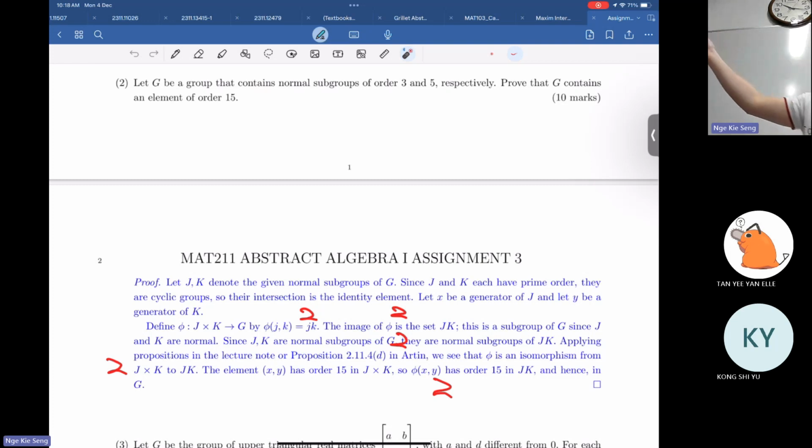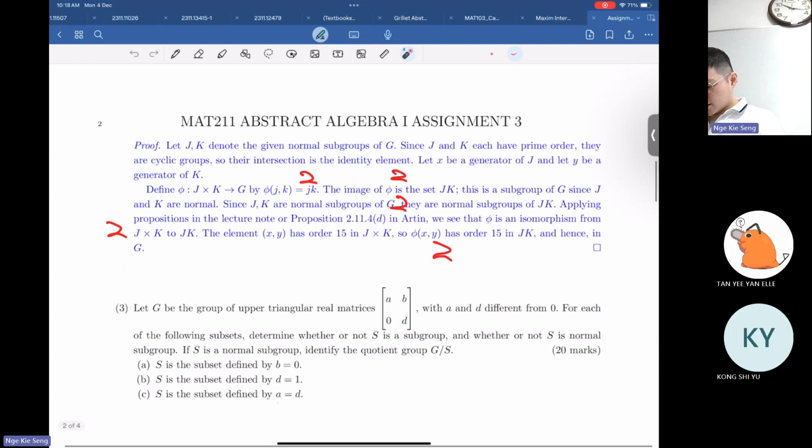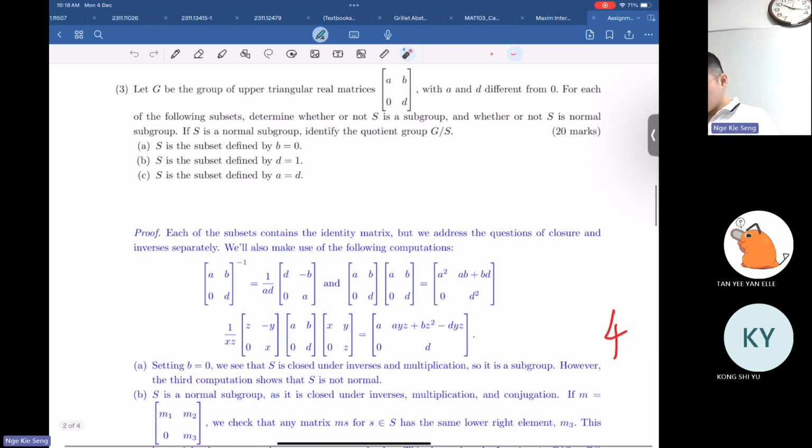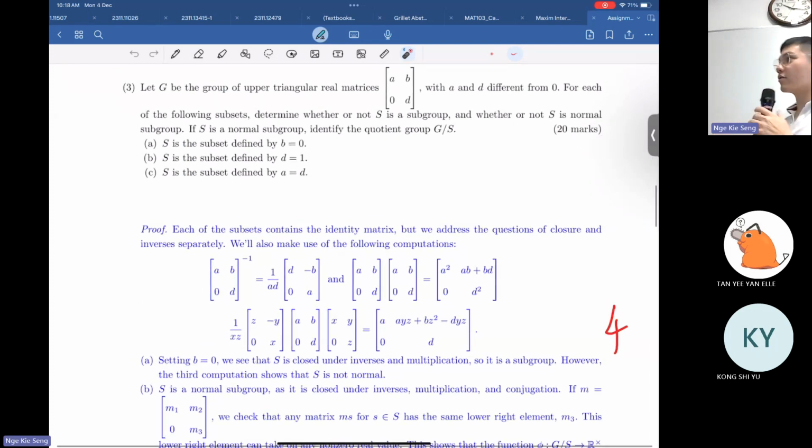Or more formally, we use this injective product homomorphism, because you know that the maximum order in the product group of cyclic 3 and 5 is the LCM of 3 and 5. This is the exam question. Similar exam question. Okay. Most of you do it okay. Actually, 3 is quite hard for this assignment.